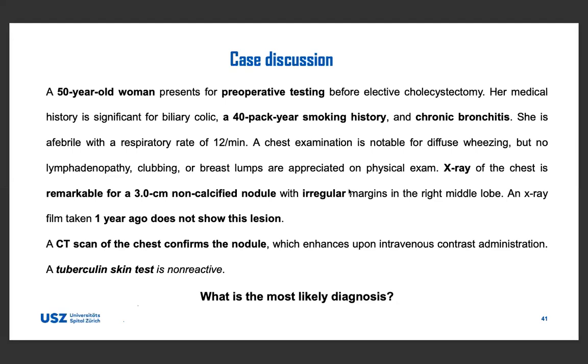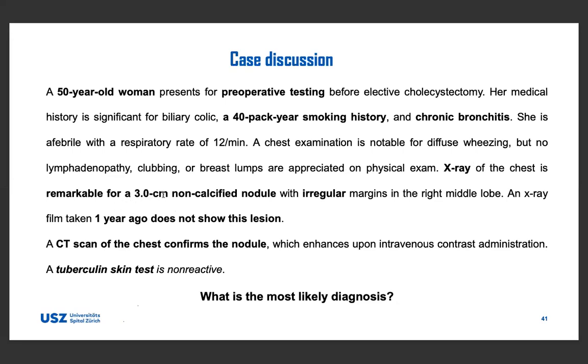Her medical history is significant for biliary colic. She has a 40-pack-year smoking history. It means for 40 years she smoked one pack of cigarettes, meaning 20 cigarettes per day, and chronic bronchitis. It means that she always had some problems with her lung throughout all this time. She's afebrile with a respiratory rate of 12 per minute. A chest examination is notable for diffuse wheezing, but no lymphadenopathy, clubbing, or breast lumps are appreciated on physical examination.